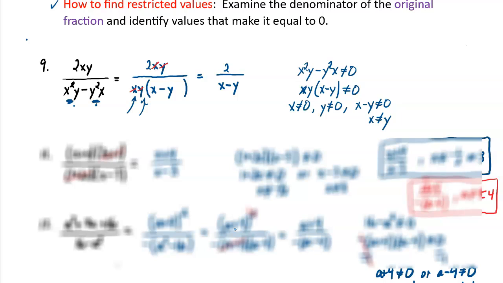So on the right side of the screen, I'm going to give the final answer. It is 2 over x minus y. Then you write a comma and you put the restricted values. X cannot be equal to 0. Y cannot be equal to 0. And the x cannot be the same number as the y. Here's the answer in the box.